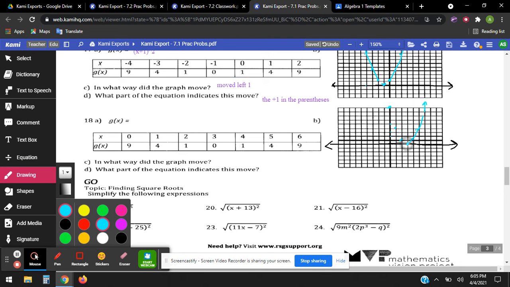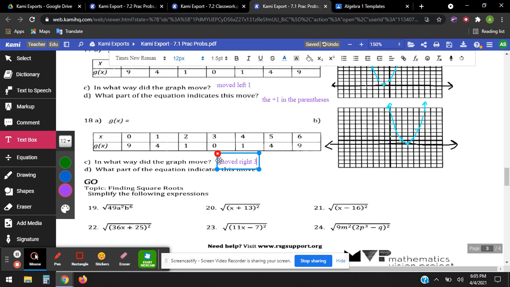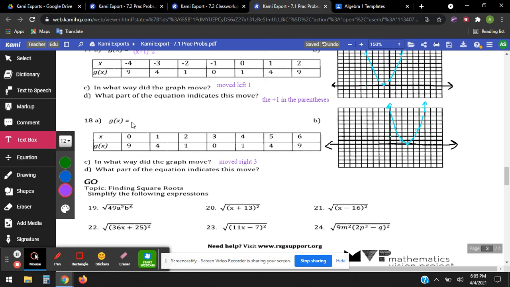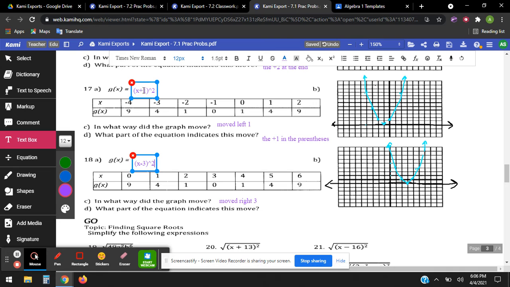Okay, so this time we've moved to the right 3. So here we moved right 3, which means I had to get that to the 0. I plug in a 0, 3 squared is 9. So that means I had to do my x minus 3. We needed to move it to the right because I take away my x value, right? Double negative makes a positive, x minus a -1, x minus 3.